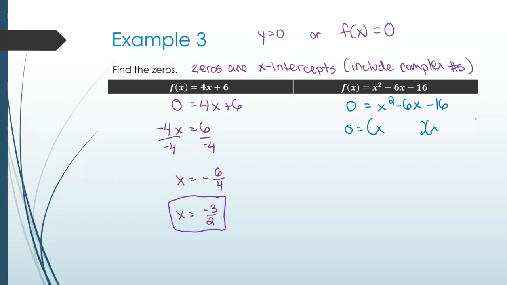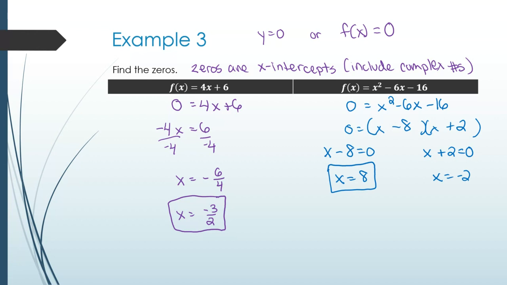I believe this is one that factors. So I have x times x. And let's see, 8 times 2 gets me 16. If I have a -8, +2, that's -16, and -8 plus 2 gets me -6. So that's what it factors to. Those multiply to -16 and add to -6. Now I set each factor equal to 0, and then I solve each one for x. So I get x equals 8, x equals -2. And so those are my zeros.